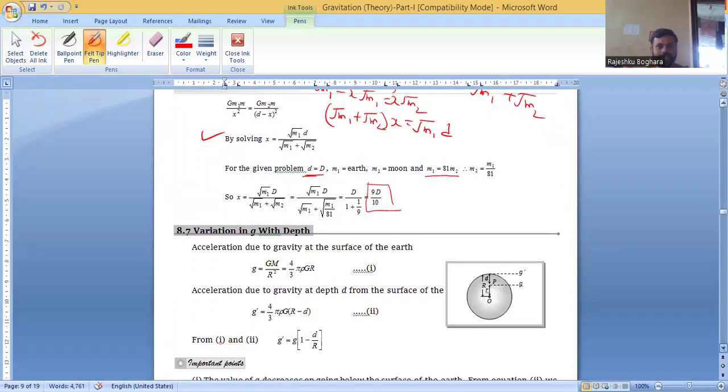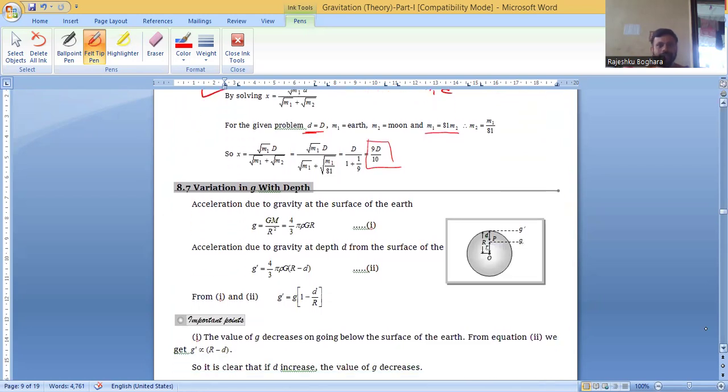Next point, variation in g with depth. The acceleration due to gravity at the surface of the earth: g equals G capital M by R square, M is equal to rho into V. So we write g equals G by R square into rho into V, where V equals 4 by 3 pi R cube, R square cancels. So here we write g equals 4 by 3 pi rho G R, equation 1.